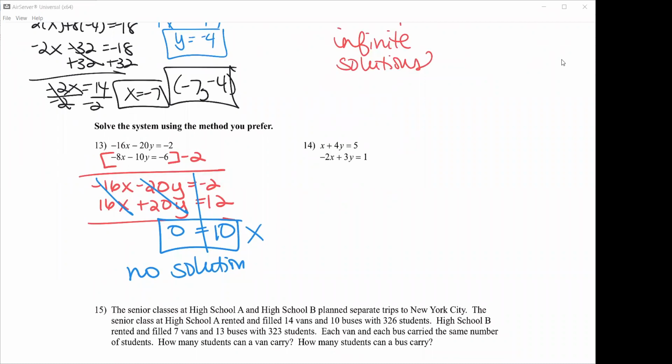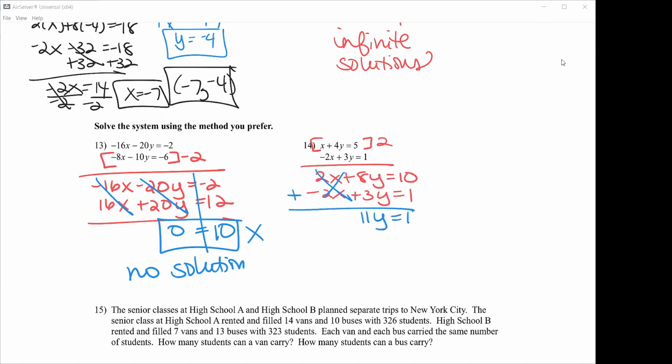On number 14, you could pick whichever method you want. I'm going to go ahead and multiply the top by 2. So this is 2x plus 8y equals 10. Then the bottom stays the same at -2x plus 3y equals 1. So my x's cancel out. I'm going to add everything I have together, which gives me 11y equals 11. Divide both sides by 11, and y is equal to 1.